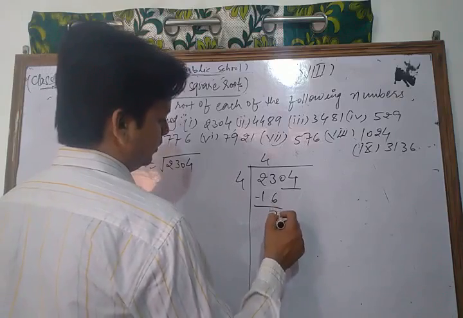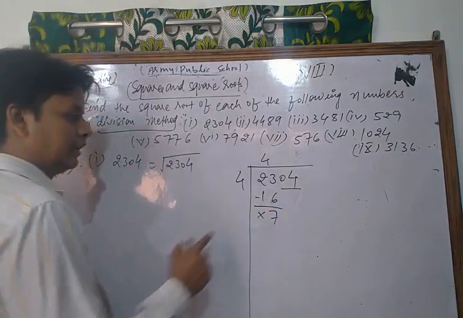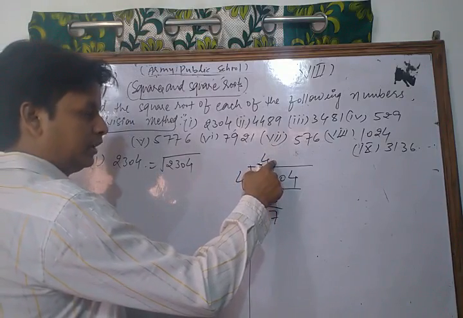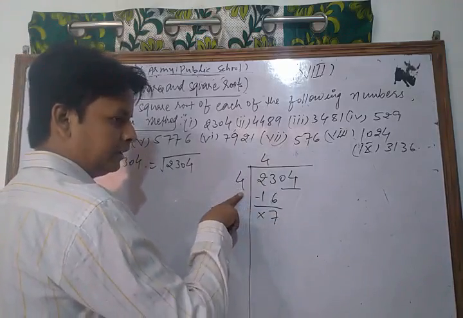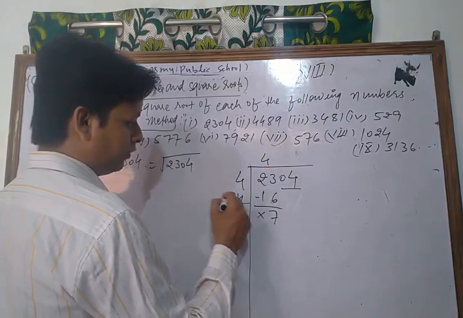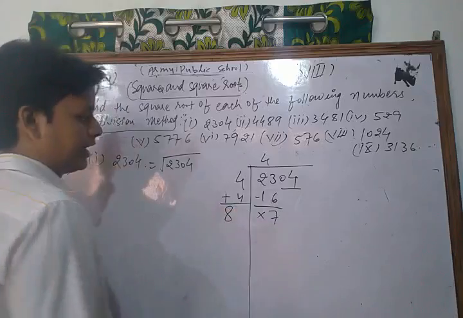7. Okay. Now after subtracting them, this is your quotient, and that quotient is added to the divisor. This is your next process. So 4, here we add 4 to 4, what? 8.